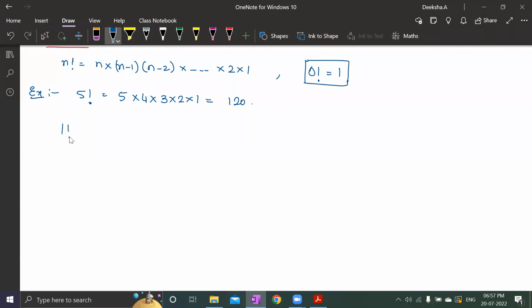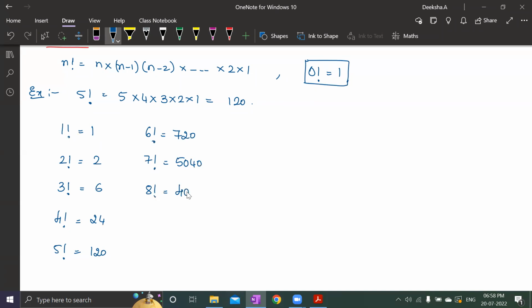So 1 factorial is 1. 2 factorial is 2 into 1, which is 2. 3 factorial is 6. 4 factorial is 24. 5 factorial is 120. 6 factorial is 720. 7 factorial is 5040. 8 factorial is 40320. That's all. This much you can remember. Anything beyond this, you can keep it as it is. You can see the options and accordingly you can simplify.